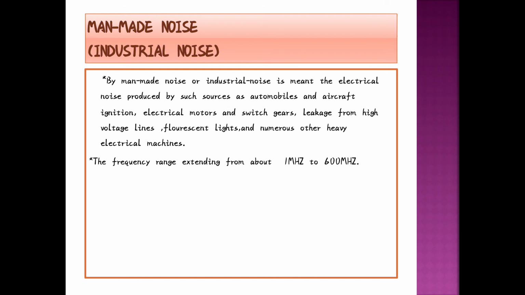Next one, man-made noise. Man-made noise is otherwise known as industrial noise. It means the electrical noise produced by sources such as automobile and aircraft ignition, electrical motors, switchgear, leakage from high voltage lines, fluorescent lights, and numerous other heavy electrical machines. The frequency range extending from 1 MHz to 600 MHz is the important frequency range in man-made noise.